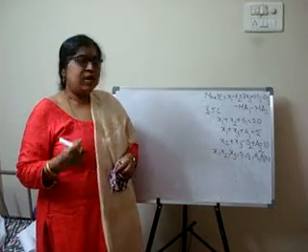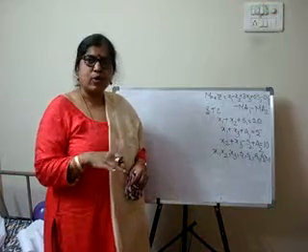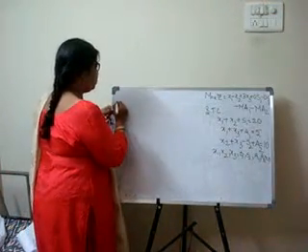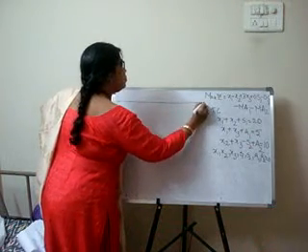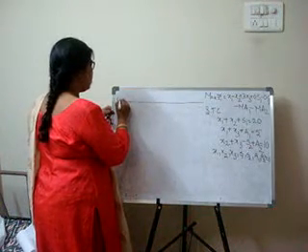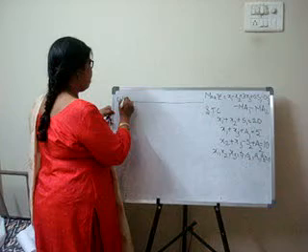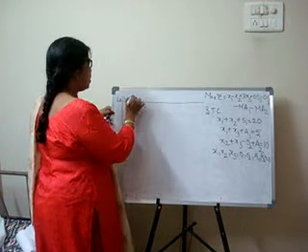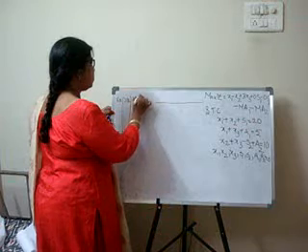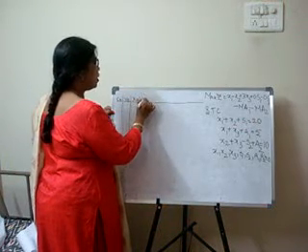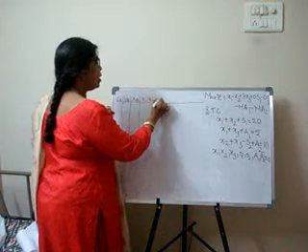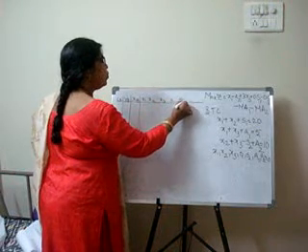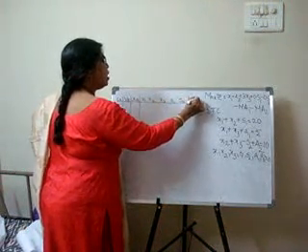Now we start applying the simplex algorithm to the standard form. CB, YB, XB, X1, X2, X3, S1, S2, A1, A2.